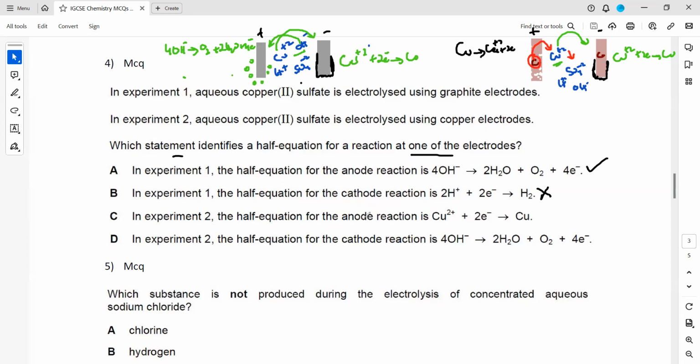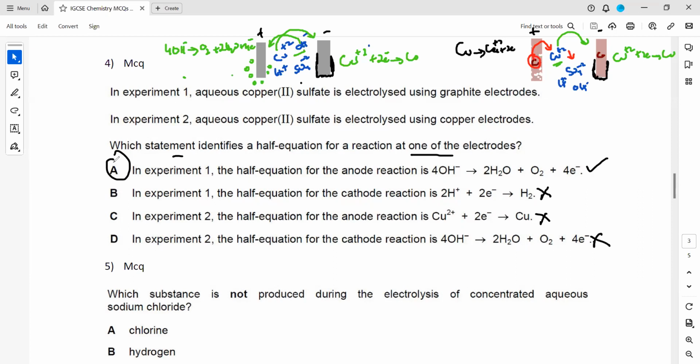In experiment 2, the half equation for the anode is not copper ion turning into copper atom, it should be the opposite, copper atom turning into copper ion. And in experiment 2, hydroxide does not move there. That's why option A is the right answer for this. So this is very important.